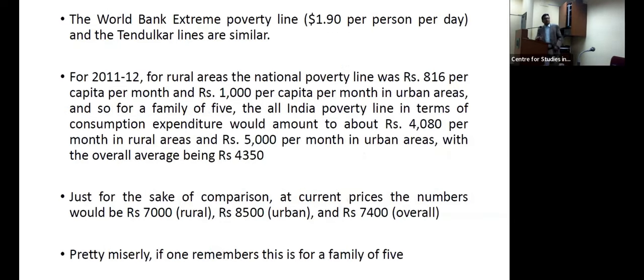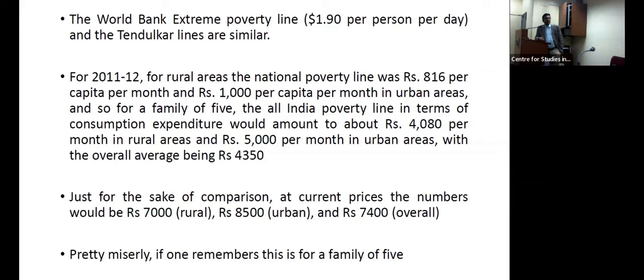Just to recap, the World Bank and the Tendulkar lines are similar, and whenever I'm staring hard at these numbers, I find it useful to ask what this poverty line actually is. So, to remind you of the basic numbers for 2011-12, the NSS report put the national poverty line at ₹816 per capita per month for rural areas and ₹1,000 per capita per month for urban areas. Weighting rural and urban at two-thirds and one-third would give an overall estimate for the 2011 numbers of something like ₹1,315.